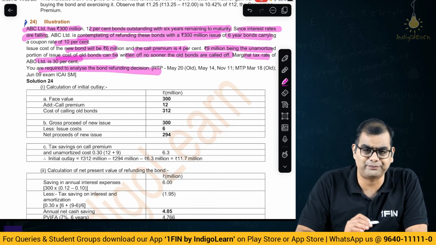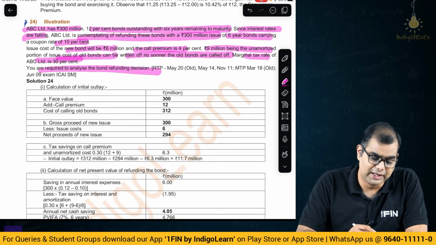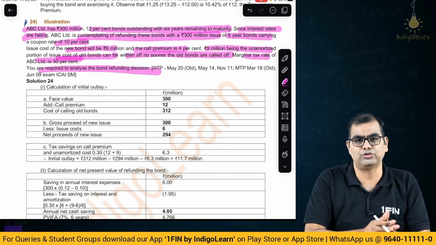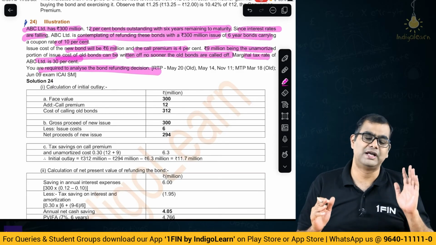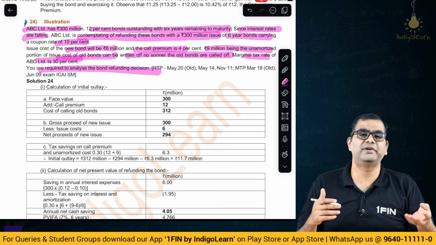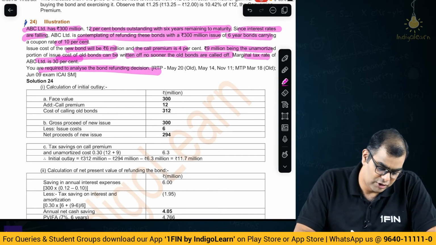So what is happening here? This is a very working-oriented problem. You have an old issue and a new issue. In the old issue there are some benefits, and in the new issue there are some benefits. You have to do a cost-benefit analysis after considering the lower interest cost. And if the value of all the benefits exceeds the cost, then you can say, yes, of course, go ahead with refinancing. So how do we do it?